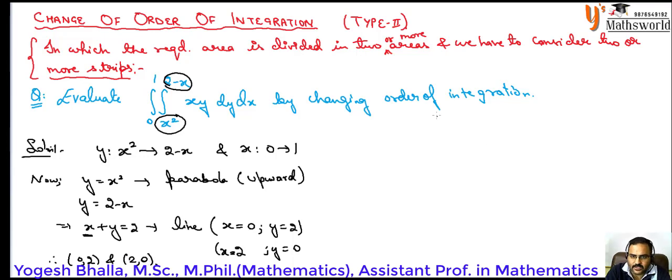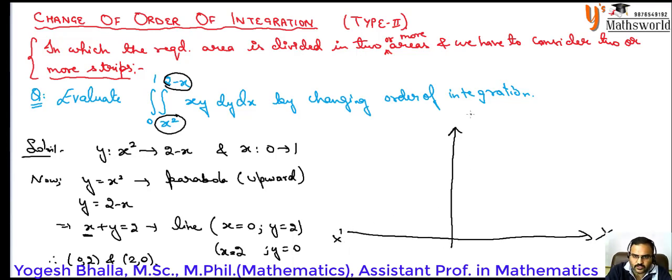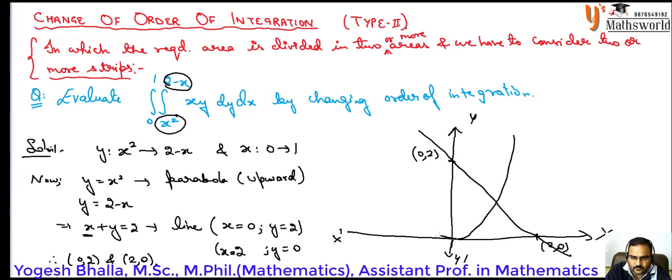Okay, so we draw a diagram for this one. Let it be the x-axis, x dash, y positive and y negative over here. The point x equal to 2, y equal to 0 lies over here, and the point x equal to 0, y equal to 2 lies over here. So we join these two points like this, and the second one was the parabola, an upward parabola like this one. Now the limits of x from 0 to 1 mean we are working in the first quadrant only, so we need only this area.